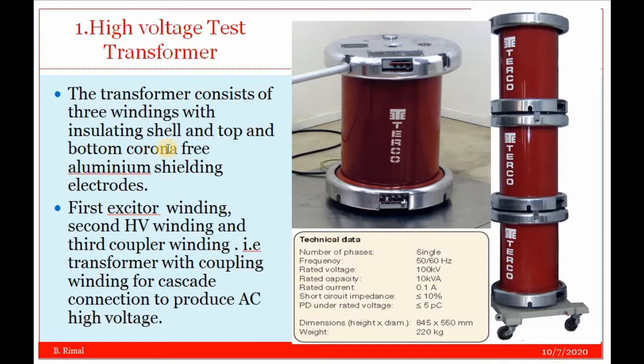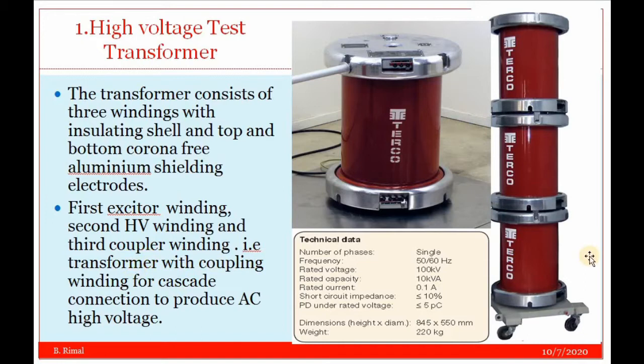The first one is the exciter winding, the primary winding we can say, and the second one is the high voltage winding. We connect the low voltage available at the distribution system, that is 220 volts, as primary, and similarly the output that we need, high voltage AC, is taken from the secondary winding. The remaining third winding is the coupler winding. If we require much higher voltage AC, then this third winding is used. You can see three test transformers that are cascaded; for these connections, the third winding, that is the coupler winding, is necessary.